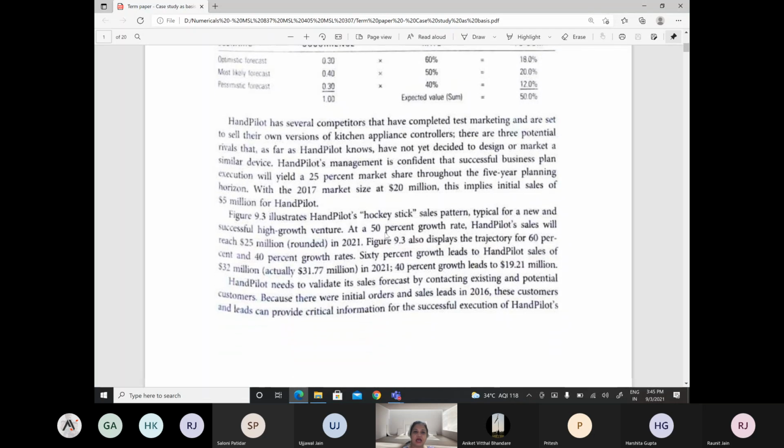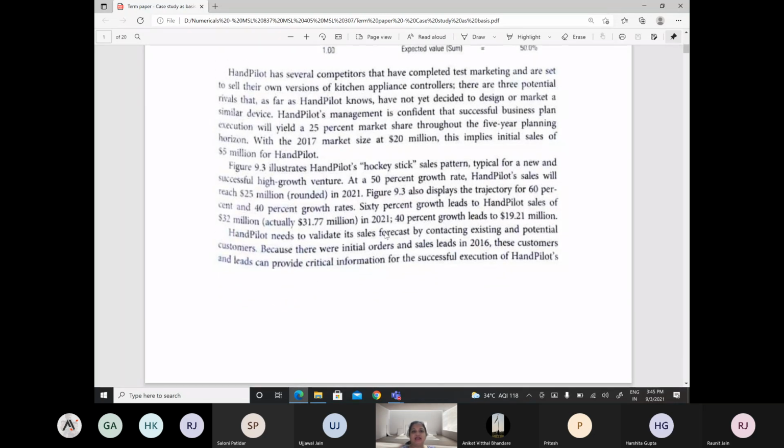Okay. Now, Hand Pilot has several competitors that have completed test marketing and are set to sell their own versions of kitchen appliance controllers. There are 3 potential rivals as far as Hand Pilot knows, which have not yet decided to design or market a similar device. So they are in the same sector, but they are not yet ready with a device. But there are 3 people who have already finished their test marketing and they are also ready with their product.